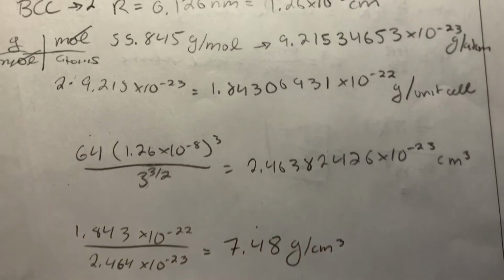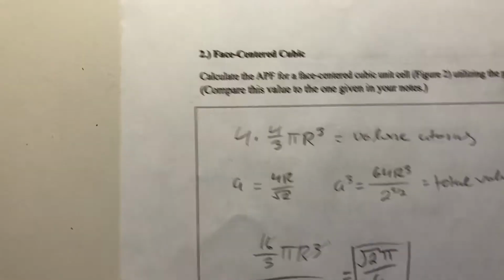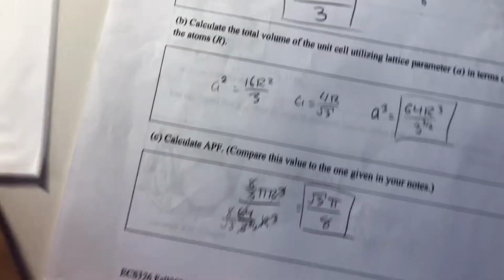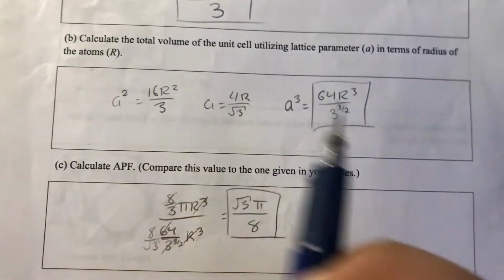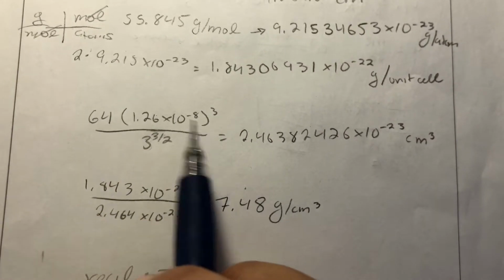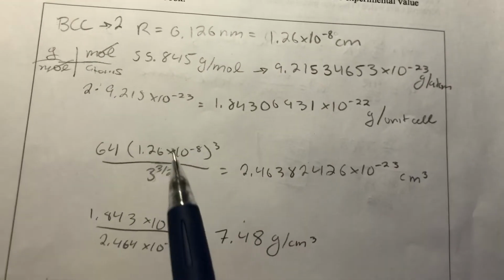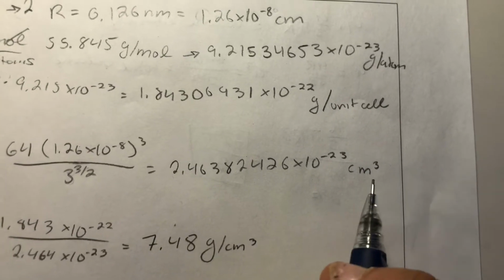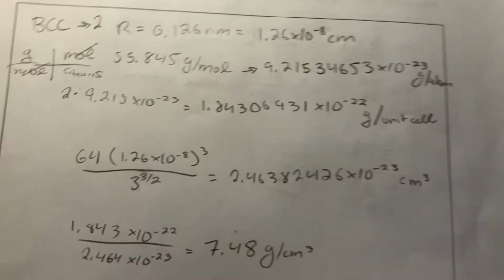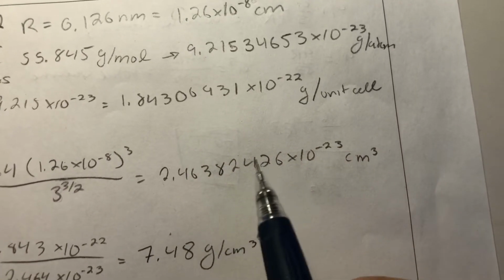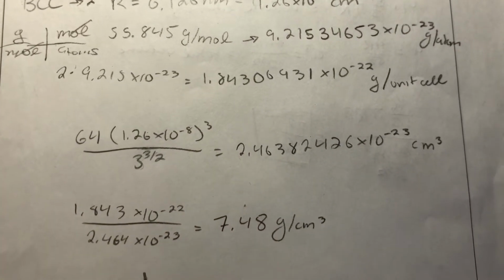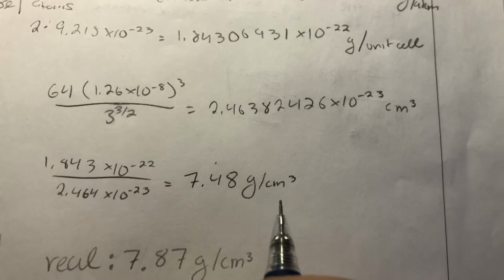Then, since it was the body-centered cubic, we found before that our total volume of the unit cell is 64 r cubed over 3 to the 3 halves. So this is our radius from before, cubed, all over 3 to the 3 halves. And for the volume, I got 2.46 times 10 to the negative 23 cubic centimeters. And then density is grams per unit volume, so that's, again, our mass divided by our volume. I got 7.48 grams per centimeter cubed.